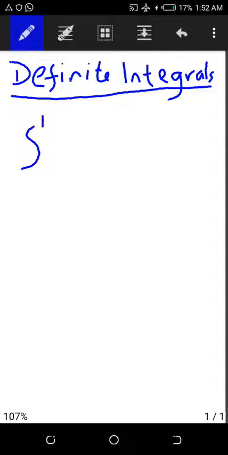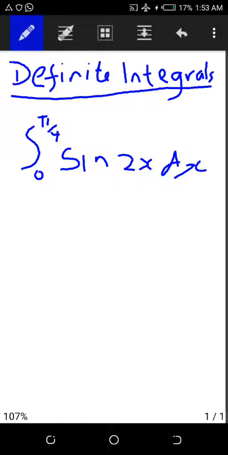We have the integral of pi over 4 as the upper limit and the lower limit of 0 for the function sine 2x with respect to x. Alright, we want to integrate sine 2x with respect to x, having the upper boundary of pi over 4 and the lower boundary of 0. Let me write that very well.